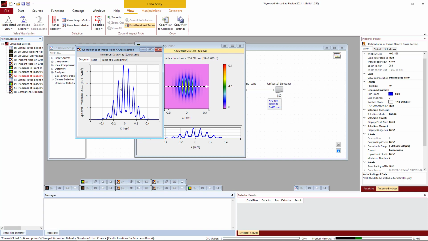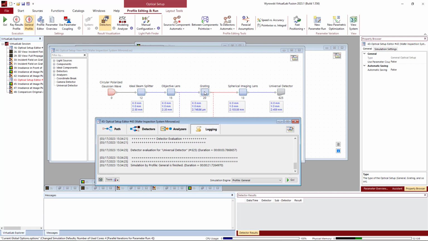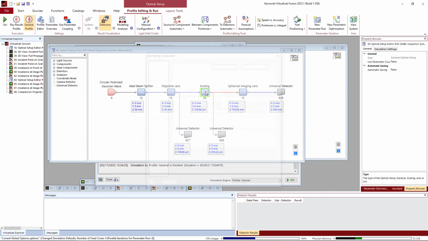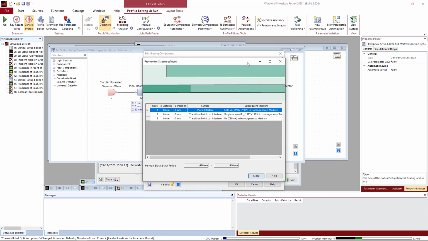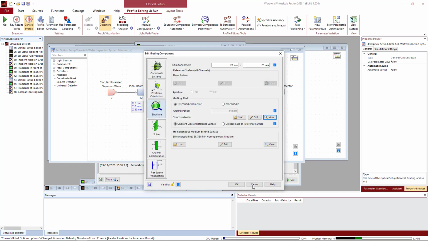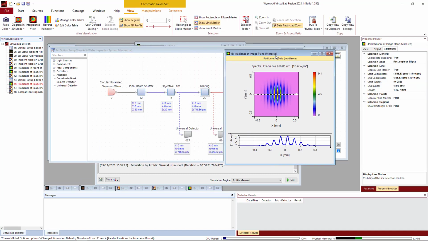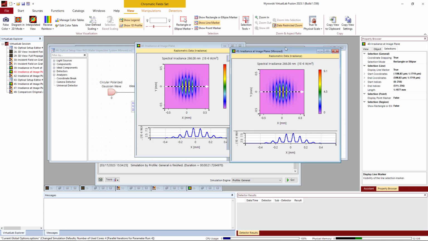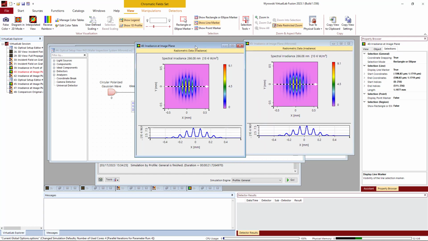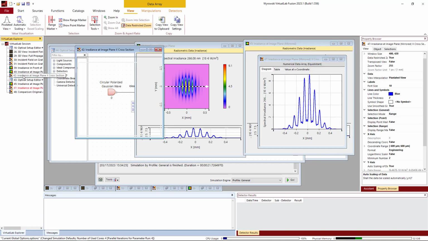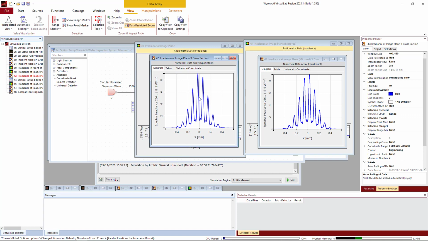But just to emphasize the fact that the asymmetry of the structure is reflected in the image, I have generated another system where that structure has been mirrored. So it's exactly the same system. The only difference is that we have mirrored the structure and we have generated the results again. And this is the irradiance at the image plane. Once again, this is for the original structure and this is for the mirrored structure. And this is the 1D cross-section extracted along X.